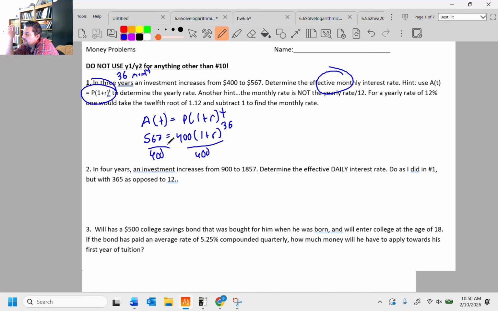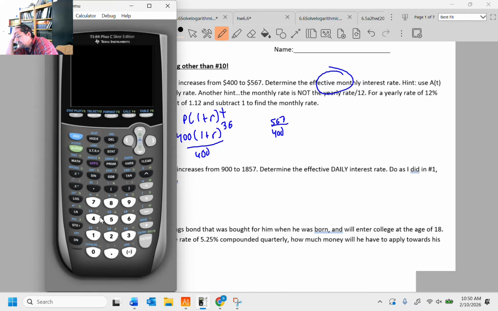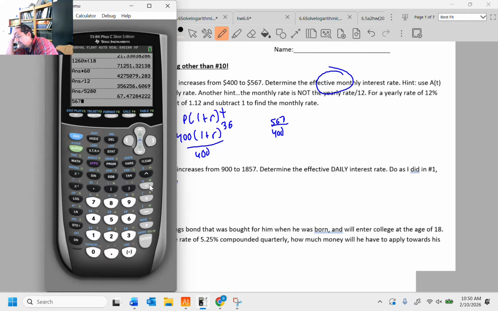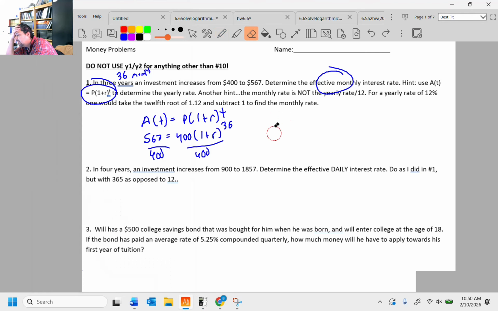But anyways, I take 567, I divide it by 400, and I'm just going to leave that the way it is because I don't want to write some decimal. I don't think it's going to be a nice looking number. Well, it's actually not that bad. Okay, I'll use that. 1.4175. Why not? It stopped. If it didn't stop, I wouldn't have used it. That equals 1 plus r to the 36th power.